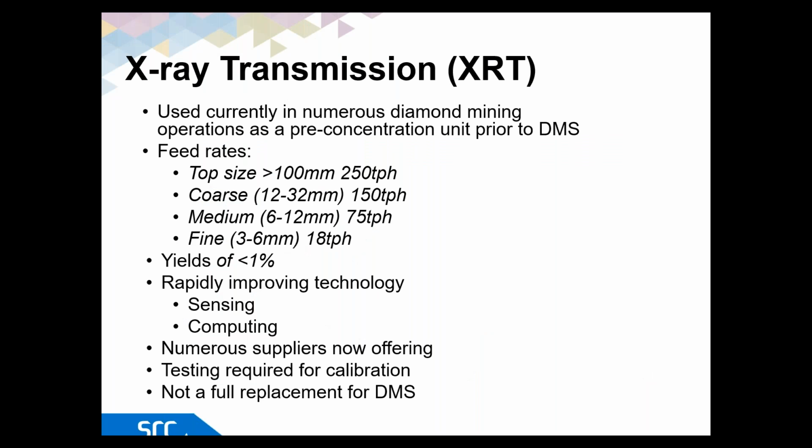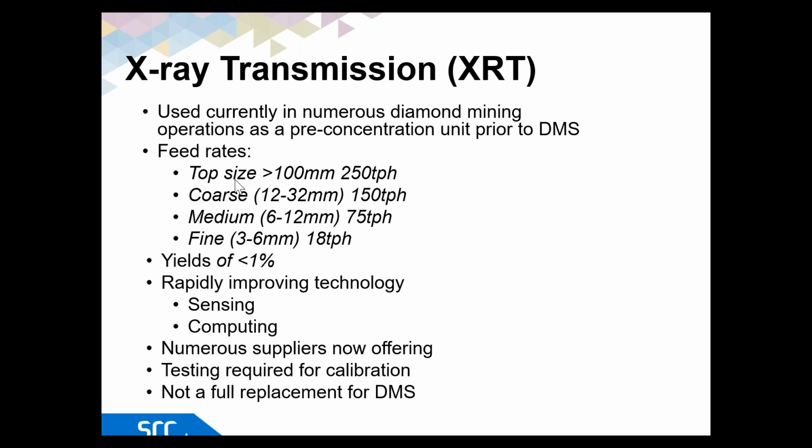XRT is used in a lot of operations, and they're continually getting uptake in existing brownfields and pre-development stages of operations. But it's still a pre-concentration unit prior to DMS. Advantages of that is you are taking coarse stones out prior to crushing and eliminating or reducing the risk for any diamond breakage. They are very high volume, but there are limitations to the size fraction that you can introduce to them with the current technology.